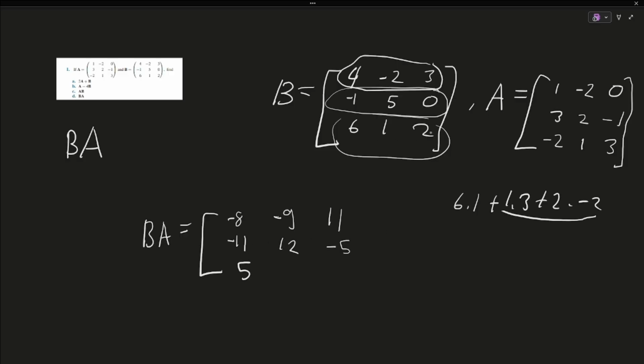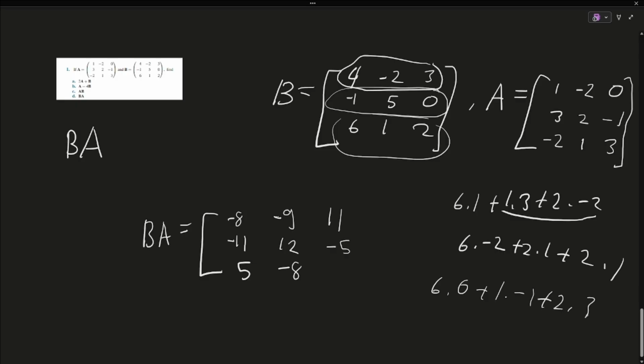We're going to do this one with the second column. 6 times -2 plus 2 times 1 plus 2 times 1 again. So we're going to have -8. And lastly, the last column times the last row will be 6 times 0 plus 1 times -1 plus 2 times 3. And this will be just 5. So this is the result of B times A.